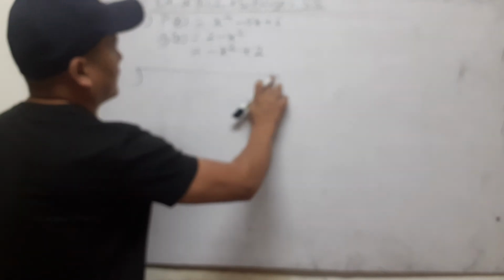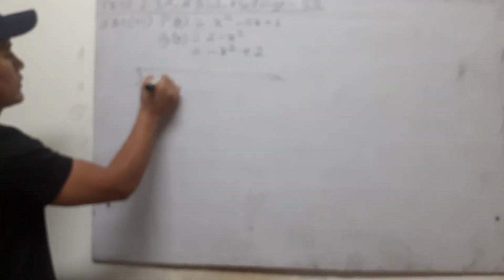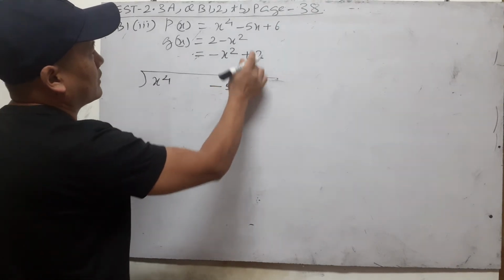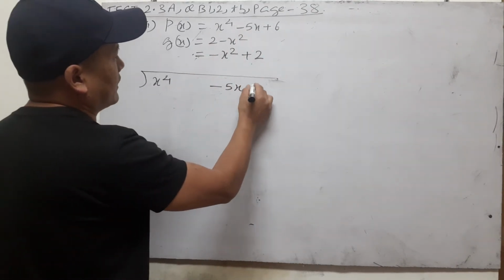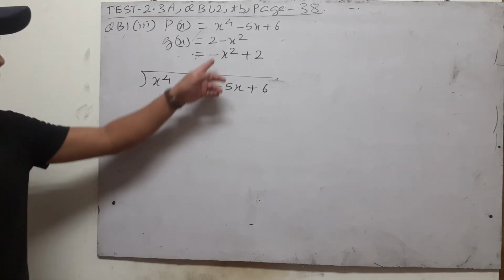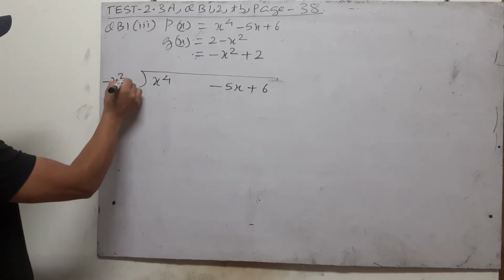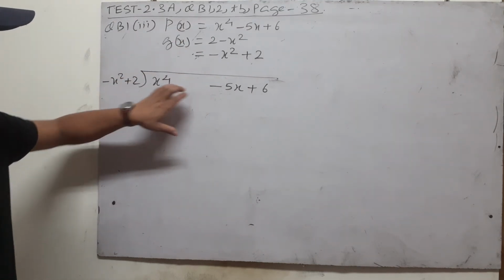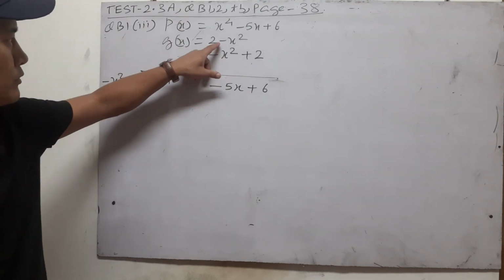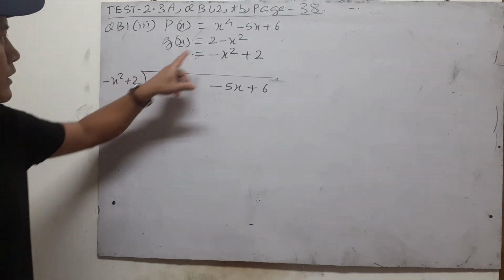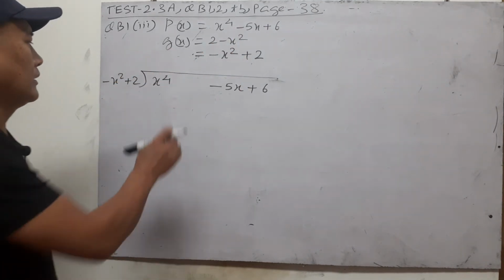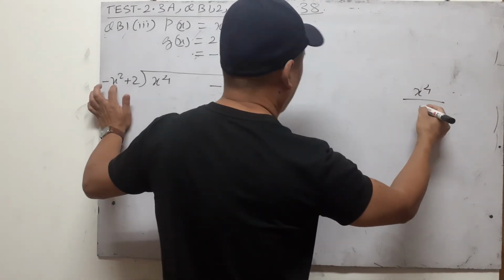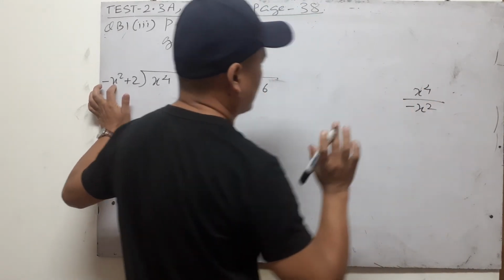So here we can divide this. Dividend is p of x, so x to the power 4. A lot of gap is there, so we may just like to keep some gaps here in case it comes out. Then here minus x squared plus 2. Take the divisor in standard form, not the other one. Take the highest degree term of the dividend, x to the power 4, divided by the highest degree term of the divisor, minus x squared.